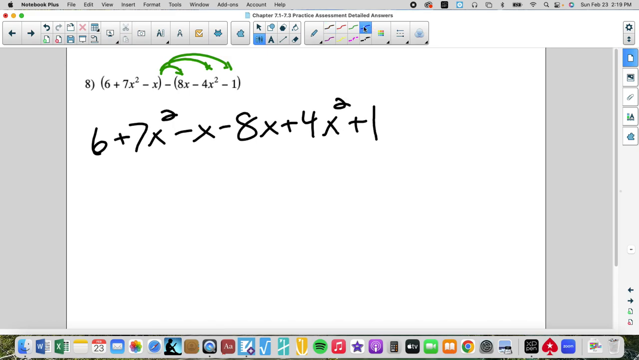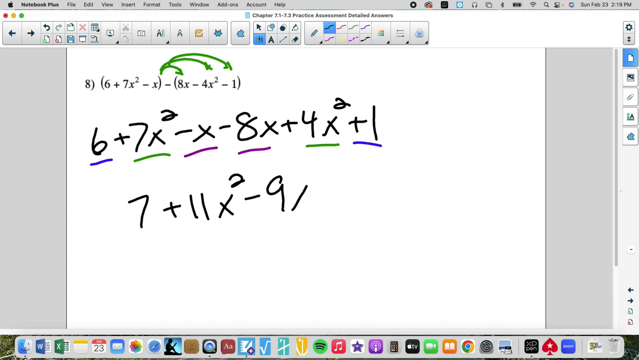Okay. That negative we're going to distribute again. So 6 plus 7x squared minus x minus 8x plus 4x squared plus 1. Like terms, 6 and 1 make 7. X squared, that makes 11. Whoa, that was weird. Plus 11x squared. And then negative x, negative 8x makes negative 9x. Let's put it in standard form. 11x squared minus 9x, and the constant always goes last.